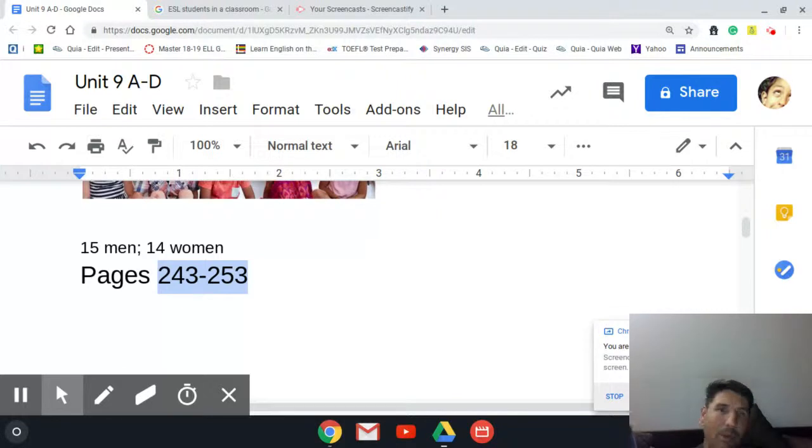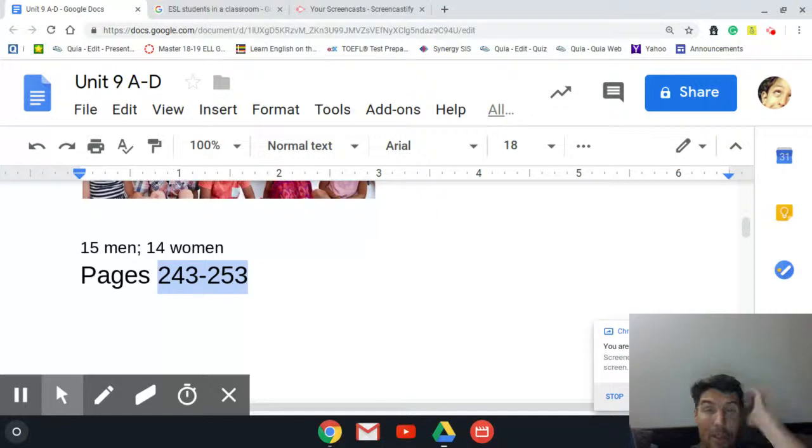Okay, and then the final thing that we're going to learn in this unit is the difference between too many and too much. Too many, too much. So too many would be for things that you can count, right? So maybe there are too many people. There are too many students. There are too many chairs. There are too many computers, right? So those are things that you can count.